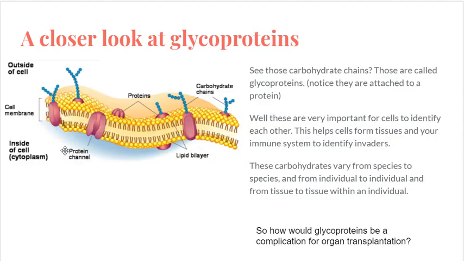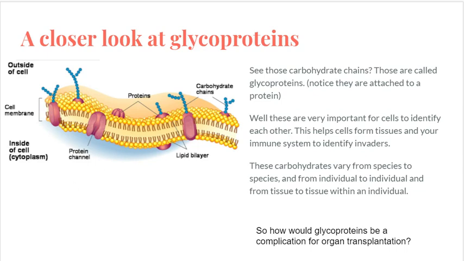So here's an example of a membrane. And you've got these carbohydrate chains. You can tell that because they're rings, okay? So you've got these carbohydrate chains coming off of a protein. These would be called glycoproteins, glyco for the carb, okay? So we've got these glycoproteins.